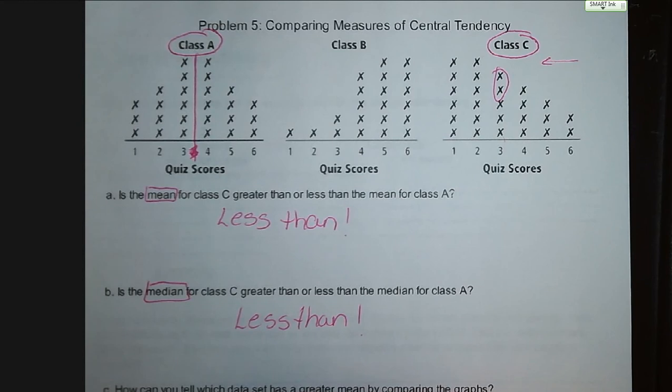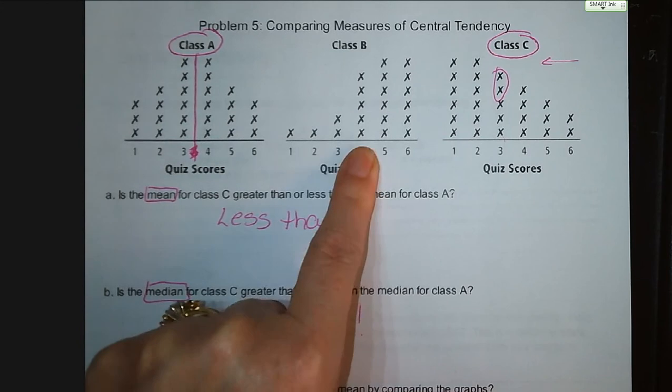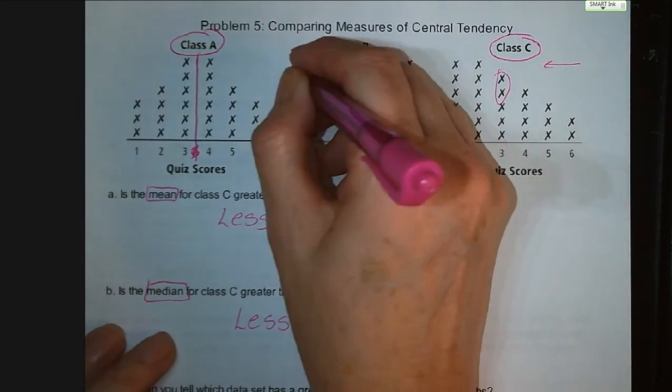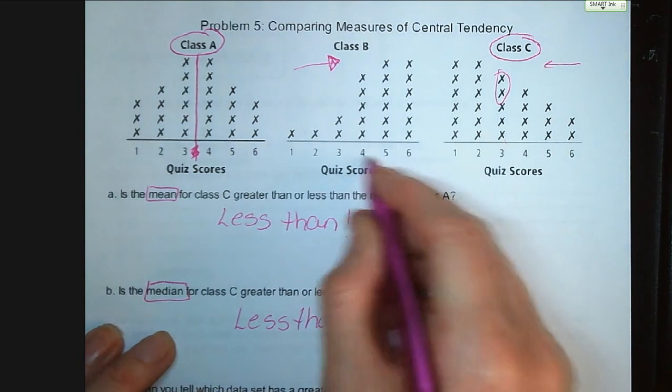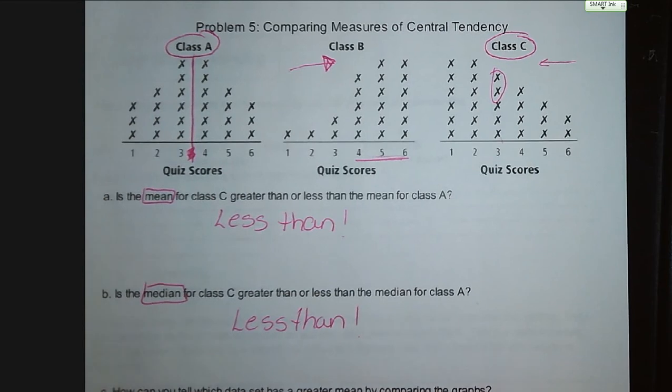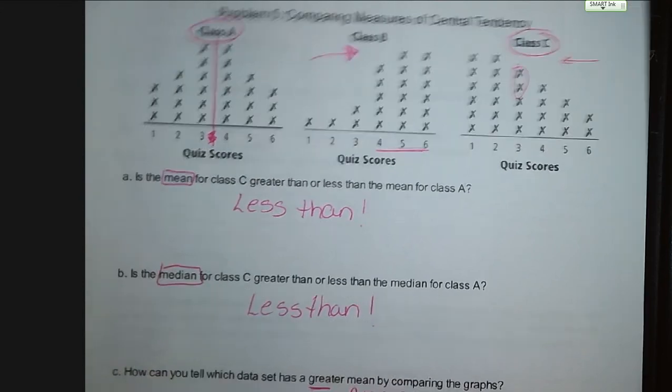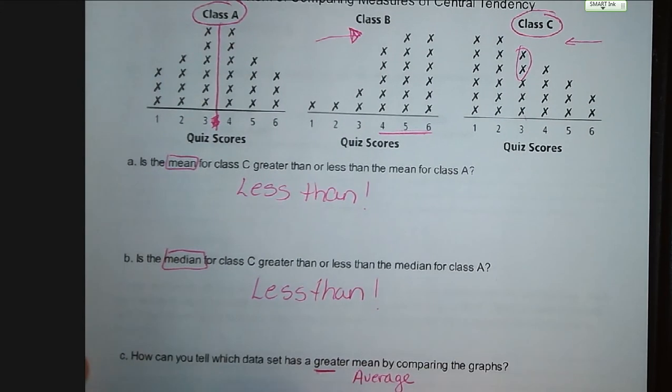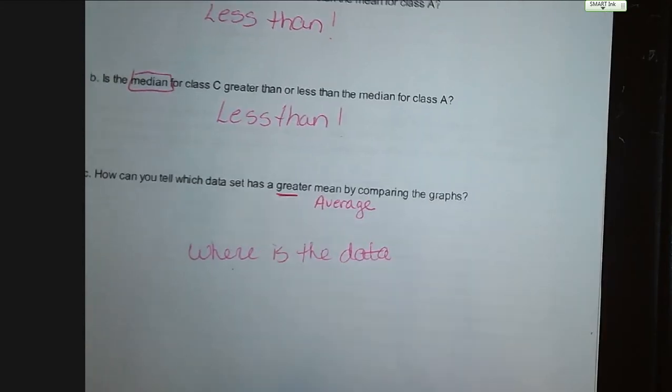Well, we can identify that it's going to be Class B that has the greatest mean out of all of those. And how do we know that? It's skewed to the right, higher values. Yep, it's got many more higher values than any of the others do. So that's going to skew the data to the right. So you look to see where the data is centered. That's going to tell us where our mean is going to line up.